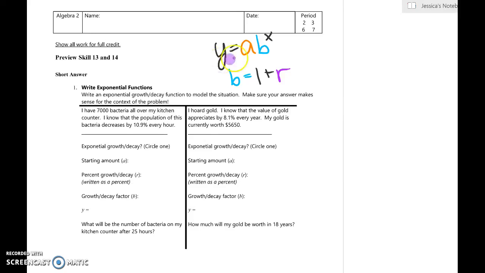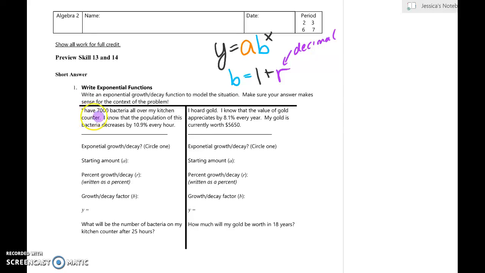Okay, so you guys are just using this generic one, y equals a times b to the x, but you have to know that b equals 1 plus r, and r in this case is in decimal form. So when you state r, it's a percent, but when you write it, it's decimal, which I know is kind of weird, but it's the thing. All right, so make sure your answer makes sense in context of the problem, all that good stuff.